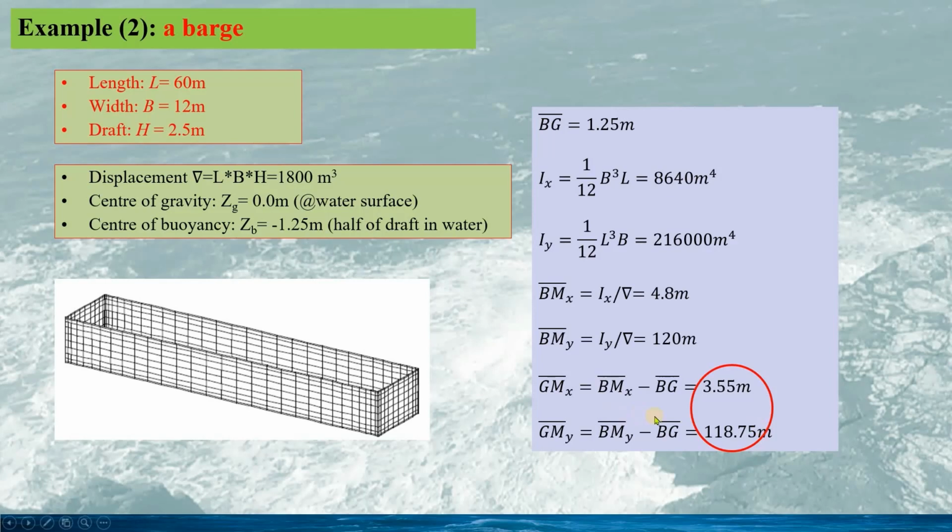From this example, we can see the longitudinal inertial metacentric height is huge when compared to the transverse inertial metacentric height. This is why we normally consider the problem of transverse stability for the floating structure, unless the floating structure has a comparable width and length.